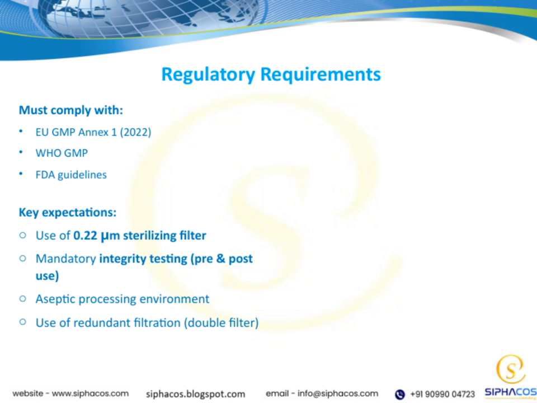Maintaining an aseptic processing environment is also non-negotiable. This means controlling every aspect of the environment to prevent microbial contamination, from cleanroom design to personnel practices. Lastly, many regulations call for the use of redundant filtration, what we often refer to as double filtering. This additional safeguard adds an extra layer of protection, ensuring that if one filter fails, the second can catch any potential contaminants.